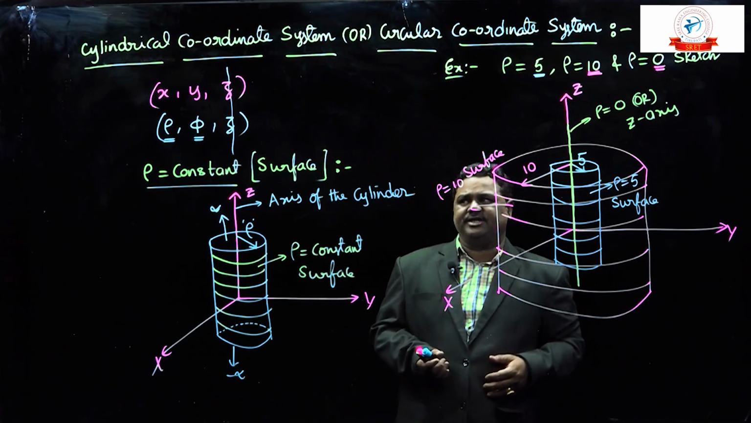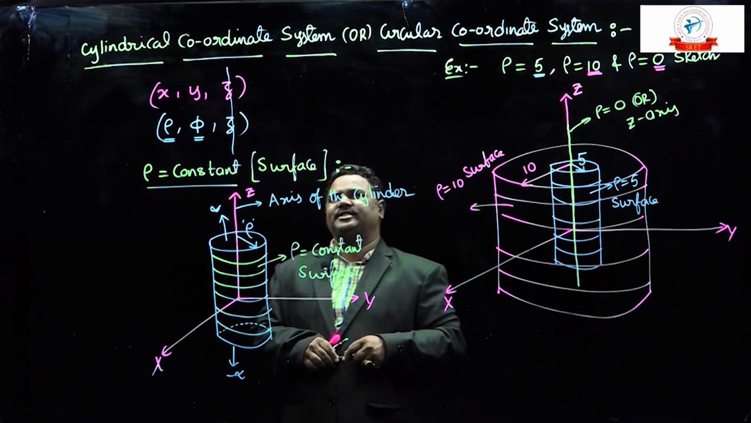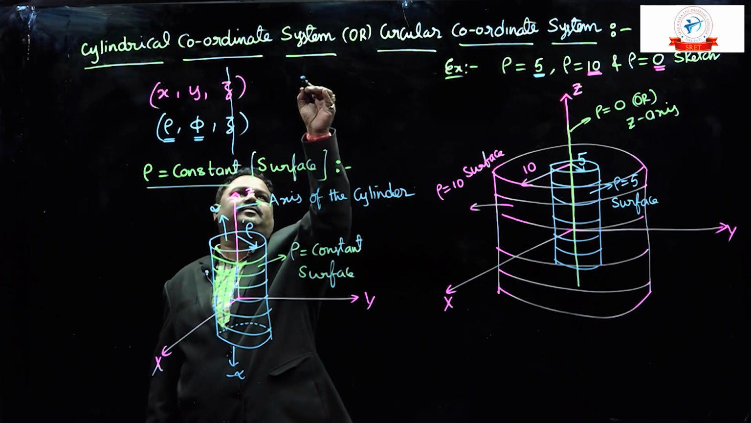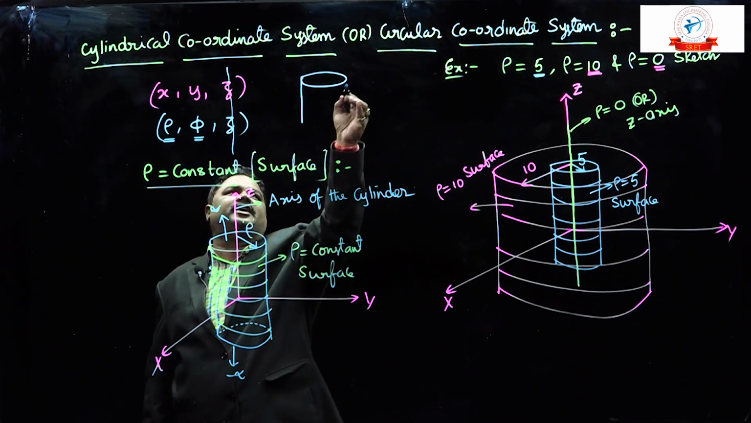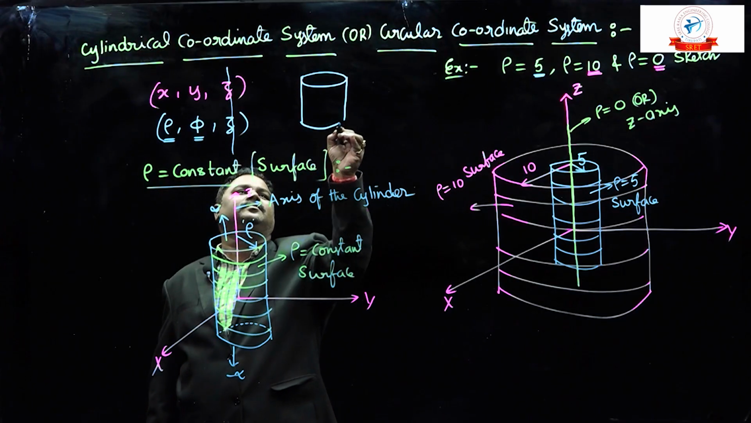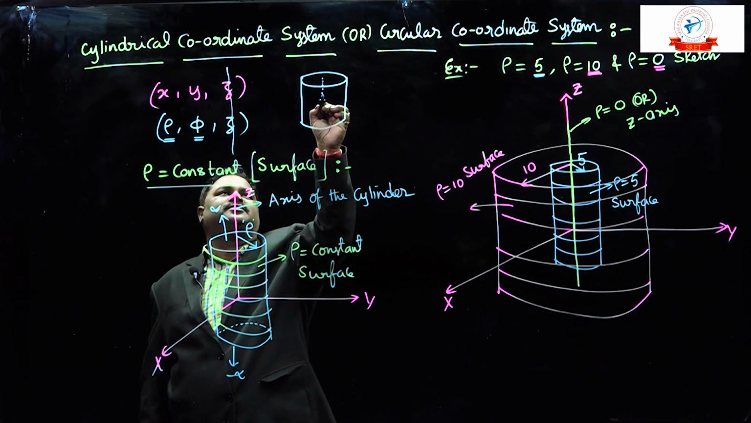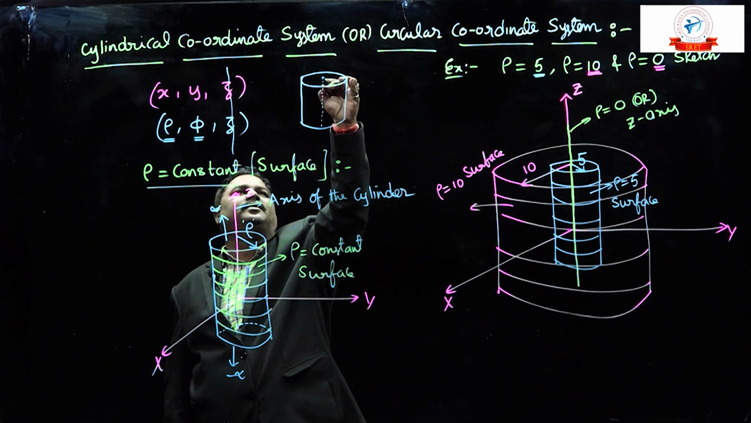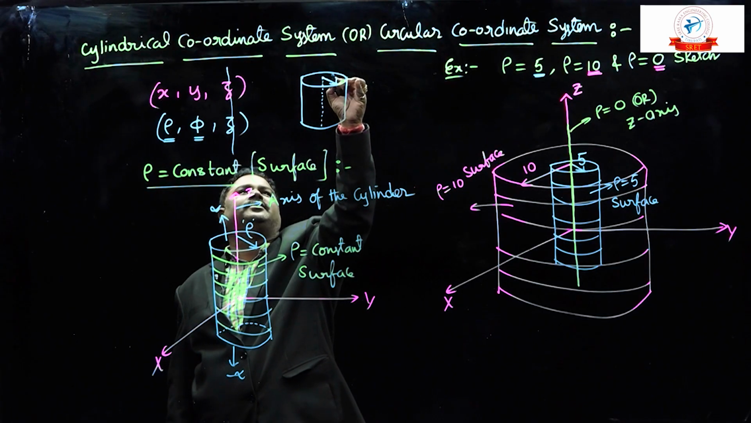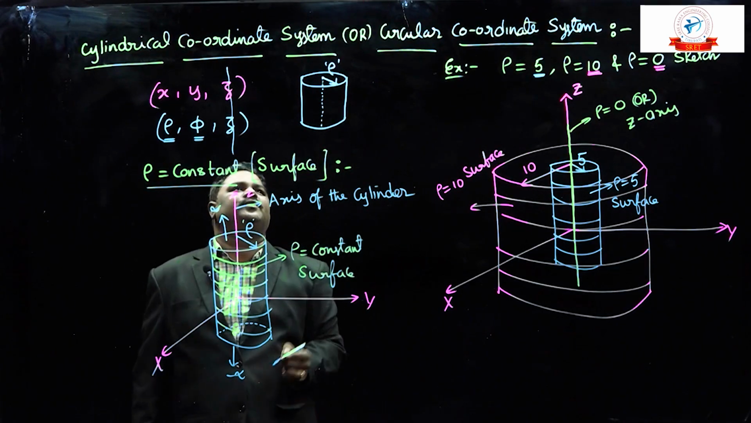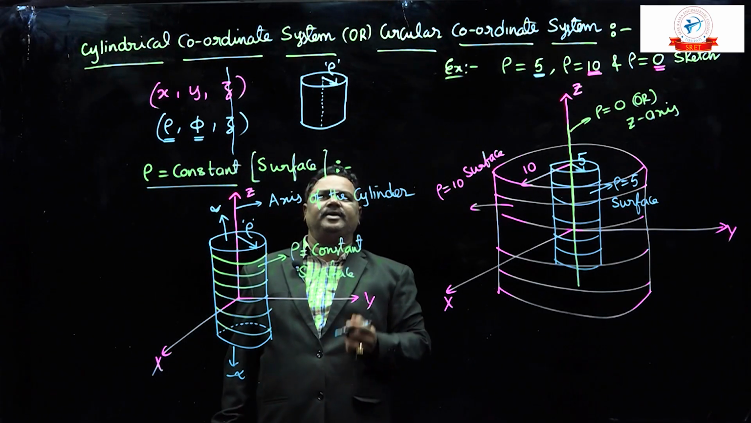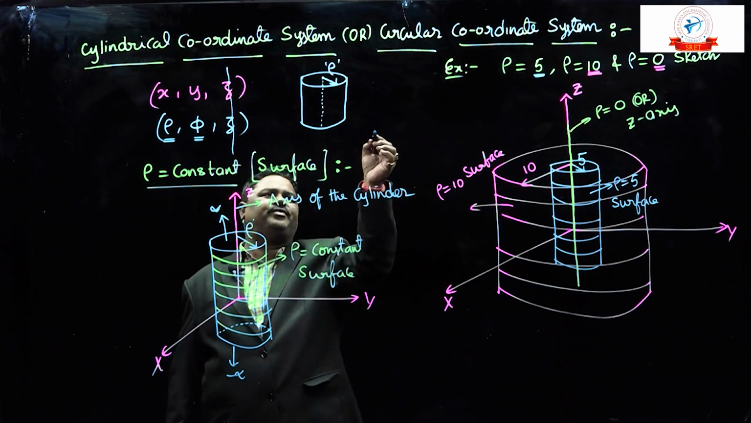Now, whenever you consider any cylinder, the cylinder looks like this, with the cylinder axis, and the cylinder radius is nothing but rho. Rho is the cylinder radius. Now, can you tell me what is the front view of the cylinder?